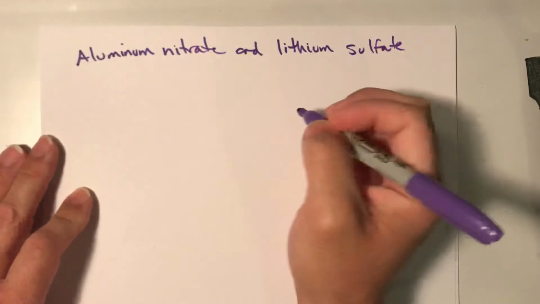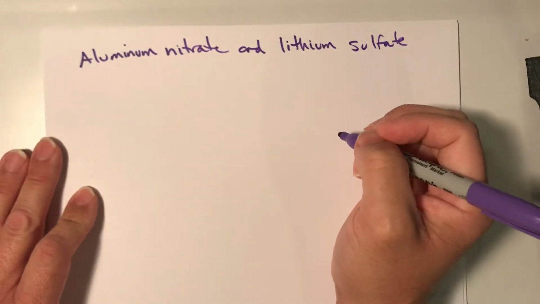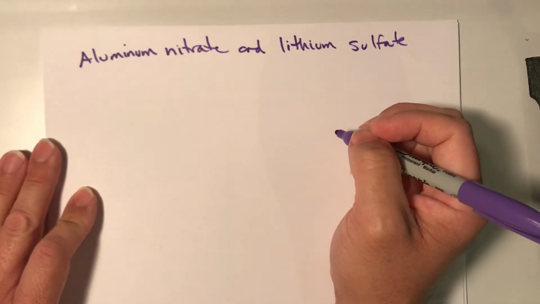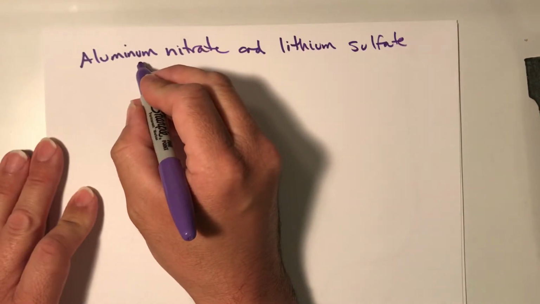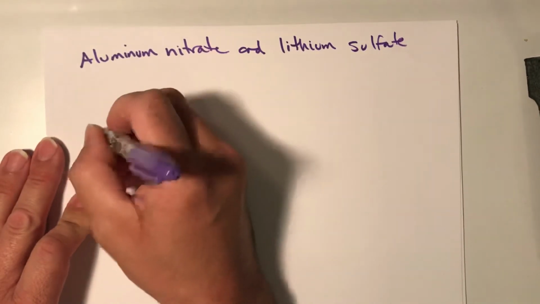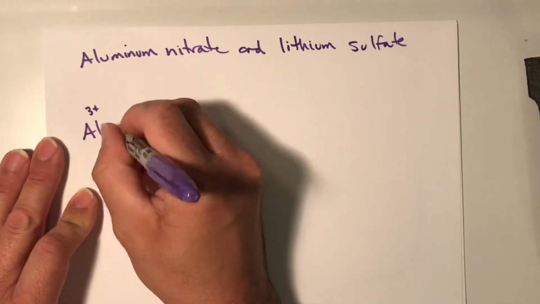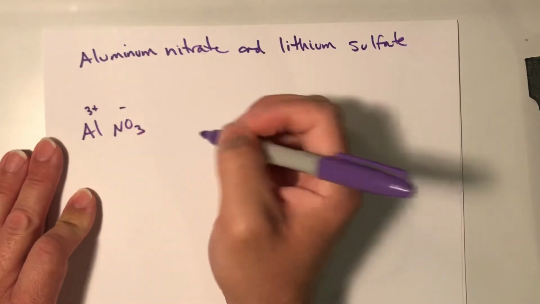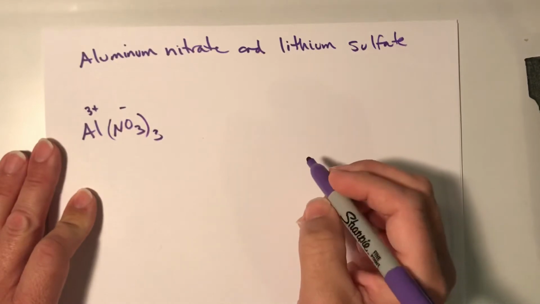So first we have to write the correct formulas for those. This is always the most critical first step. If you get the formulas wrong to begin with, you're going to end up with a balancing nightmare. We go to the periodic table, and we know from the column that aluminum is in that it is 3 plus, and it is with nitrate. Nitrate is the polyatomic ion NO3, which has a 1 minus charge. So to get a neutral compound, we need to have three of the nitrates.